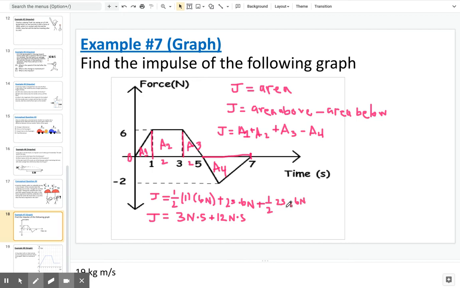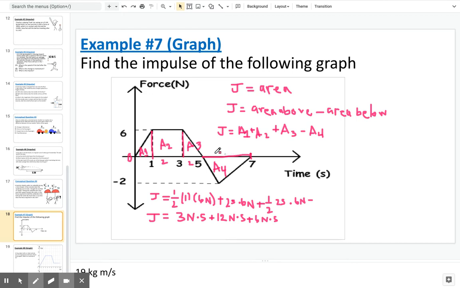So I'm going to have 6 times 2, I get 12, divided by 2, I'm going to get 6. So I have 6 Newton seconds. So I'm going to add 6 Newton seconds in my next line here. Finally, A4, we're subtracting that area.